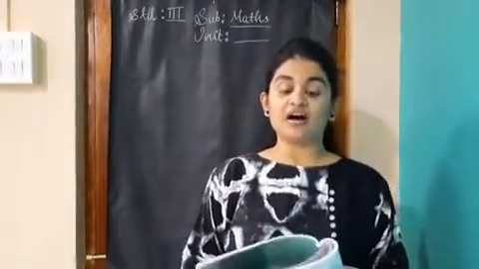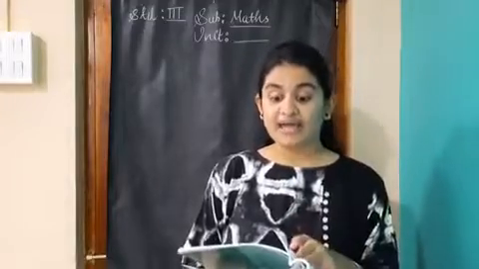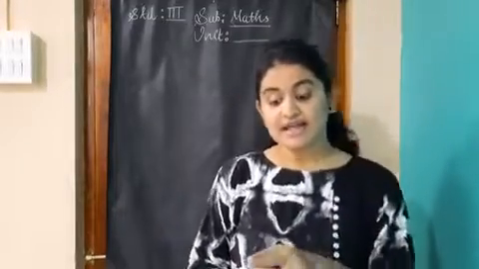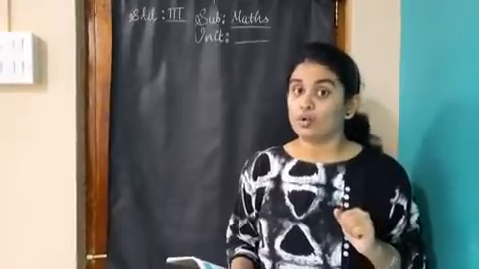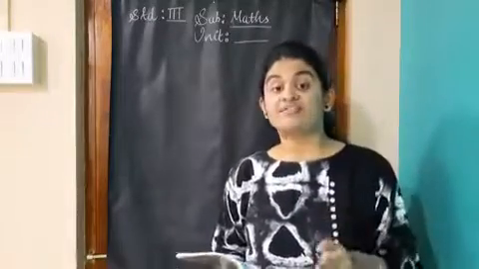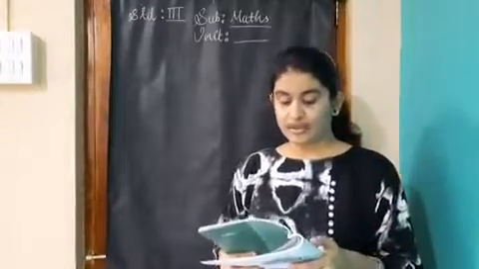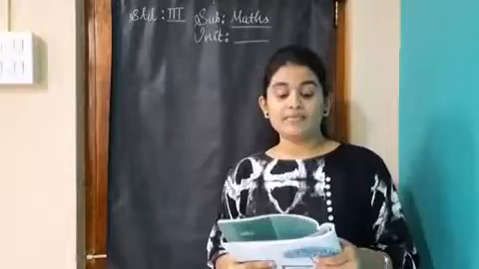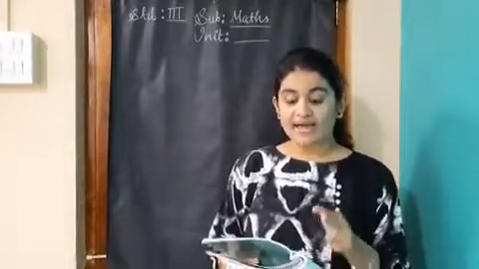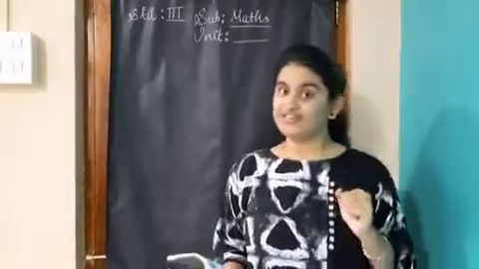So here in the book it is given table of 5, 6, 7, 8 and 9. First of all, we are going to revise these tables. तो बच्चों पहले हम टेबल 5, 6, 7 और 8, 9 का रिवीजन करेंगे.